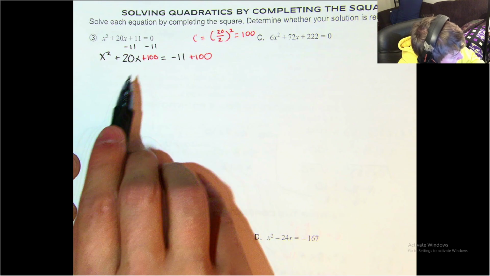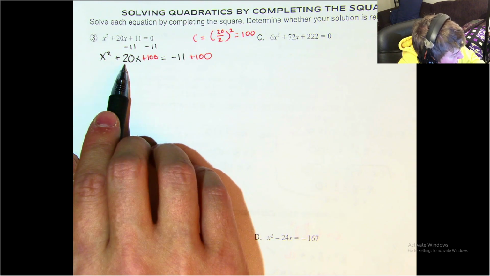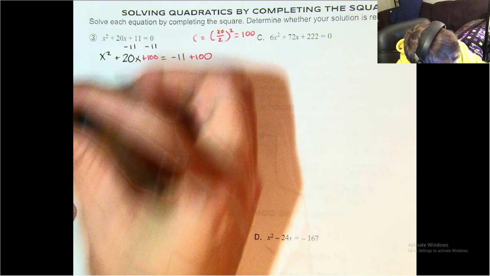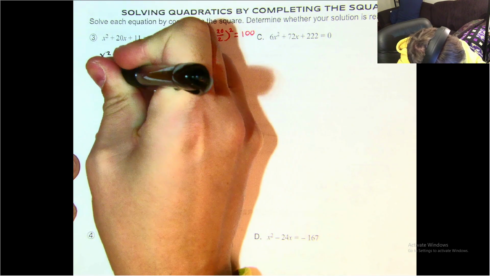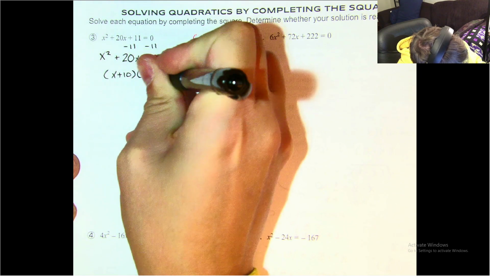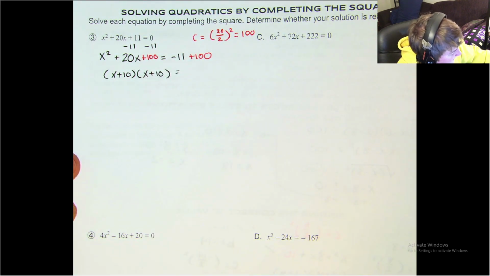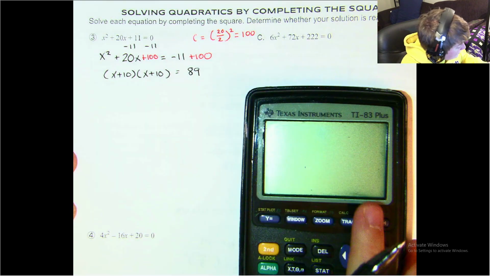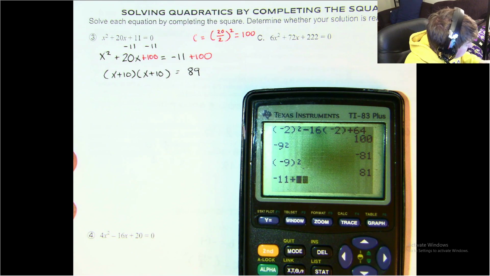Okay, so we're looking for numbers that multiply to 100 and add to 20. So multiply to 100, add to 20, that's 10 and 10. And then I believe this is 89. I'm going to double check that. I don't want to go through this whole problem and find out I did that one wrong.